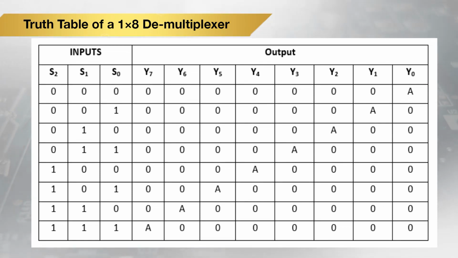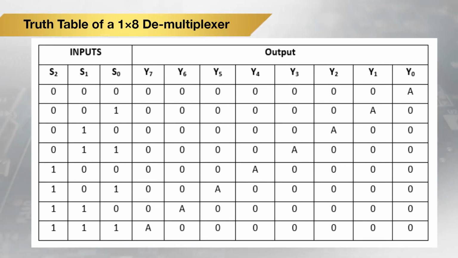The output will be Y0, Y1, Y2, Y3, Y4, Y5, Y6, Y7 respectively. If our selection line gives the input 0, 0, 0, then Y0 will have the value of A and the rest will have logic 0. If our selection line has the combination 0, 0, 1, in that case Y1 will have A and the rest of the outputs will have 0.